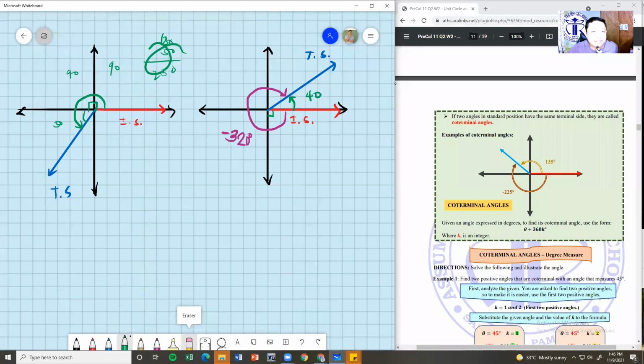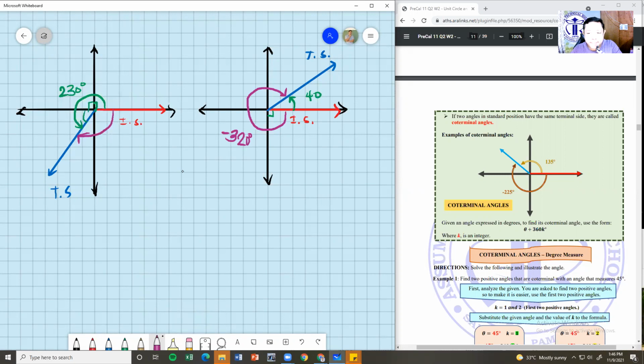So the first angle, I'm showing you the connection of one another. So this measures 230 degrees. That's the first angle. What do you think is the measurement of this coterminal angle? Again, what's the measurement of that purple coterminal angle? Type your answer in the chat box.